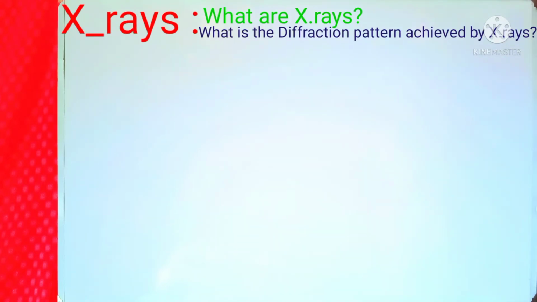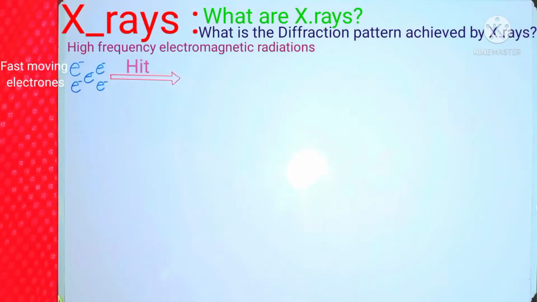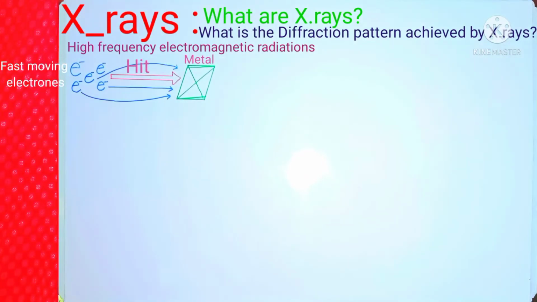The answer is that X-rays are high frequency electromagnetic radiations that are emitted only when fast moving electrons hit the metal surface. When some of these electrons leave their positions and strike the metal surface, then this metal surface emits some special types of rays that are known as X-rays. These X-rays are high frequency electromagnetic radiations.